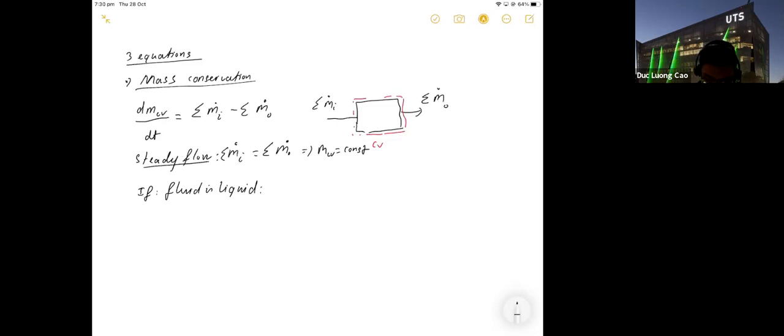from mass flow rate, you can change to volume flow rate. Volume flow rate in equal to volume flow rate out. Why do we have this? Because volume flow rate equals mass flow rate divided by the density, and the density of the liquid is almost constant. For example, the density of water, you can use 1000 in normal conditions. So if the fluid is a liquid, you can change from mass flow rate to volume flow rate. But if the fluid is gas, no, you have to use mass flow rate, not constant volume flow rate. Okay, this one is the mass conservation.